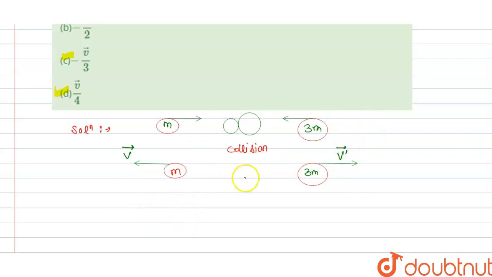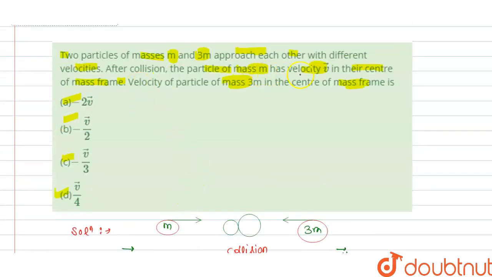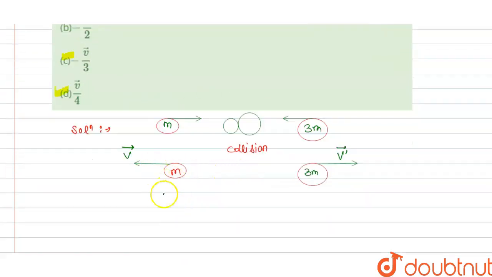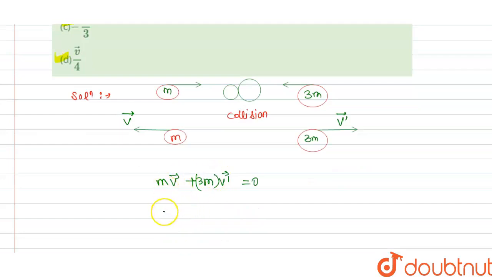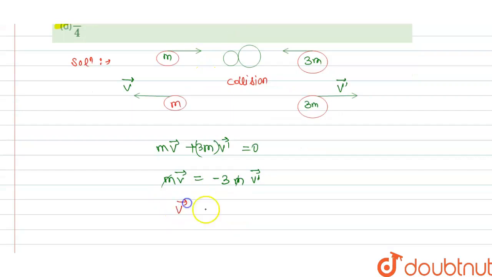So we know that in the center of mass frame, we can write mass into velocity vector plus mass, that is 3m, into velocity vector dash is equal to 0. From this we can write mv is equal to minus 3m v dash vector. So the mass and mass will cancel out, and we get v dash vector is equal to minus v vector divided by 3.